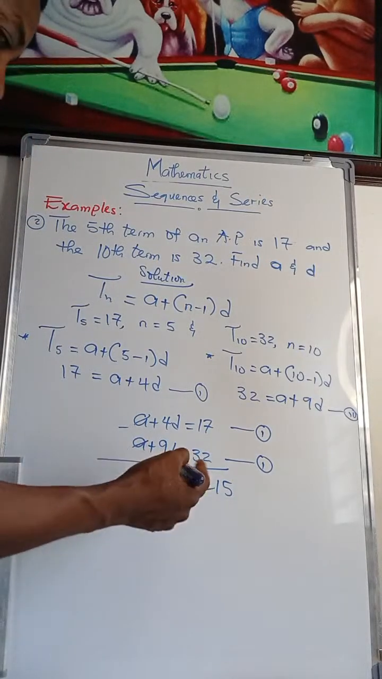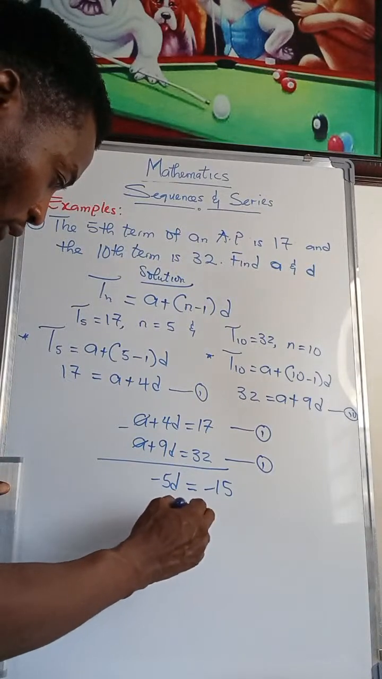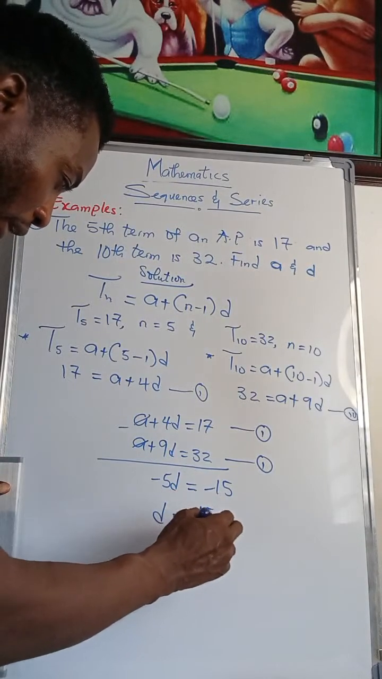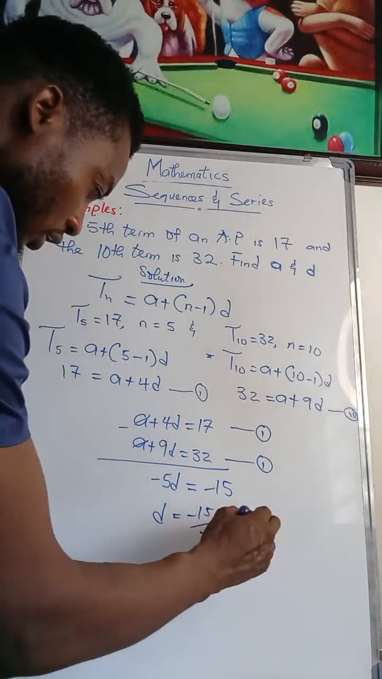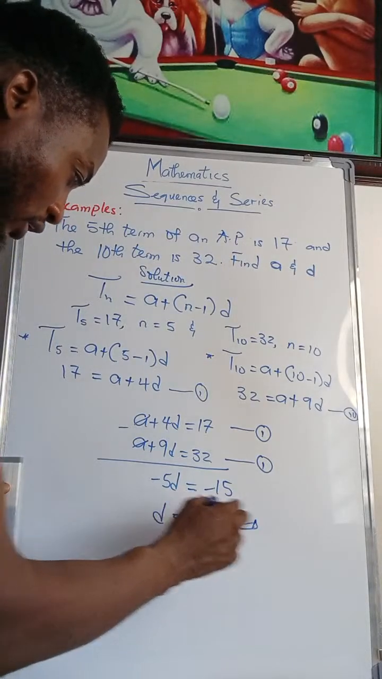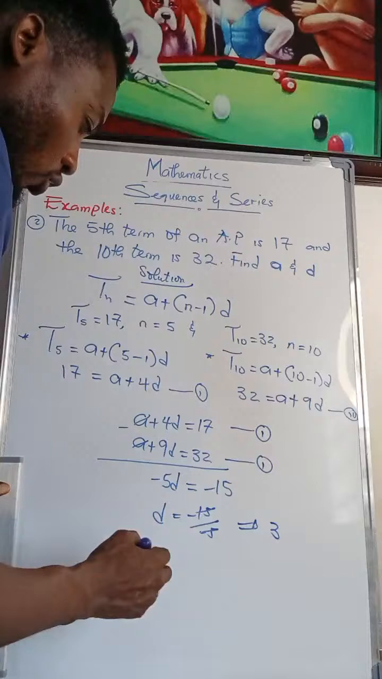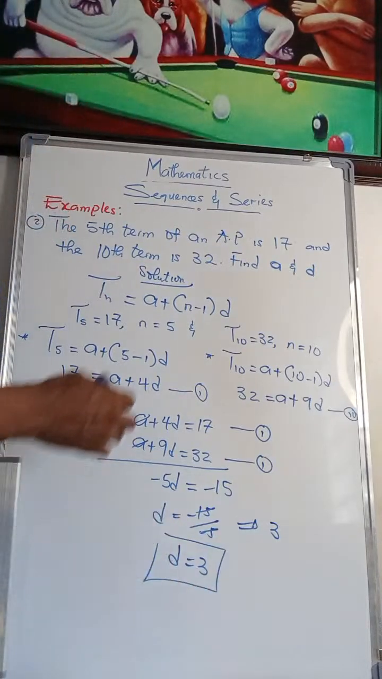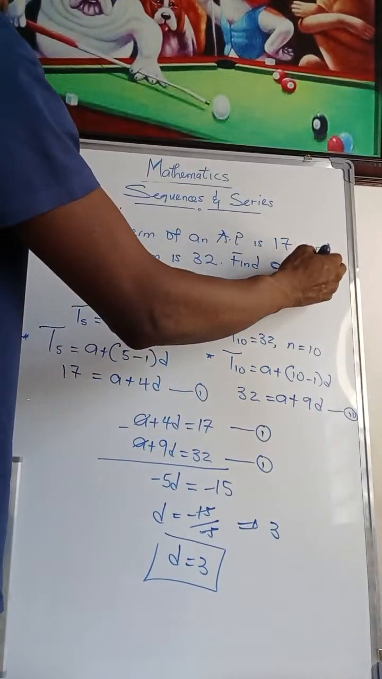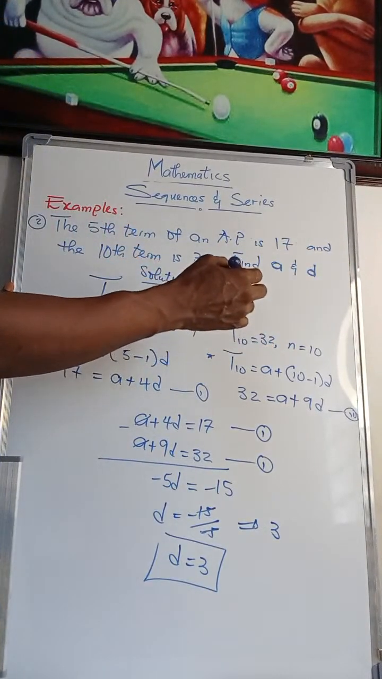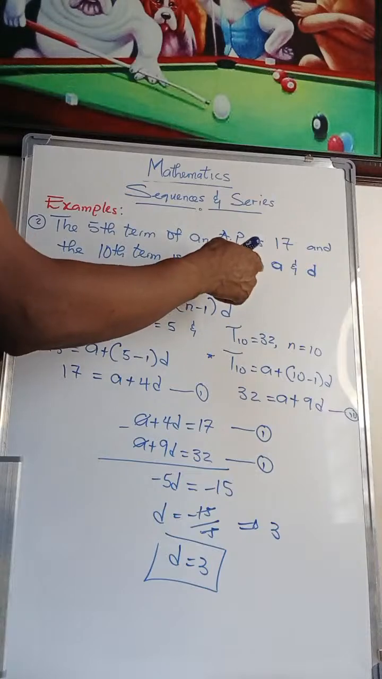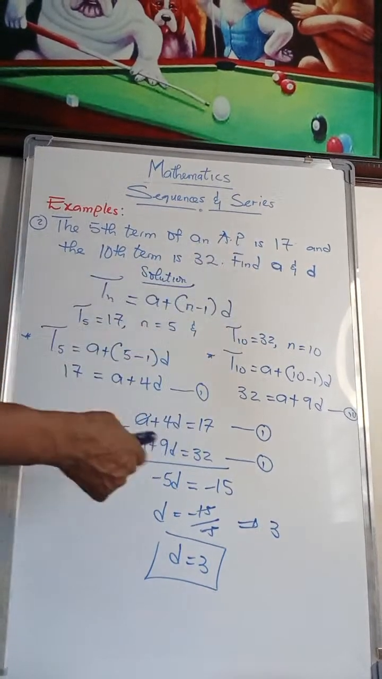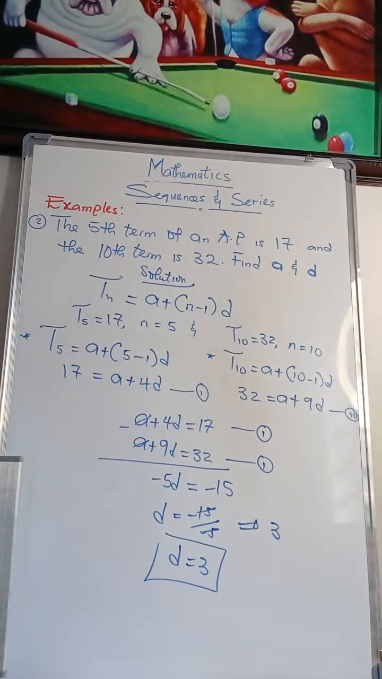So from here we can divide. Our D now will be minus 15 divided by minus 5. So obviously our D is 3. Because the question says you find the common difference and the first term, we are going to find our A now. Okay, let's find our A.